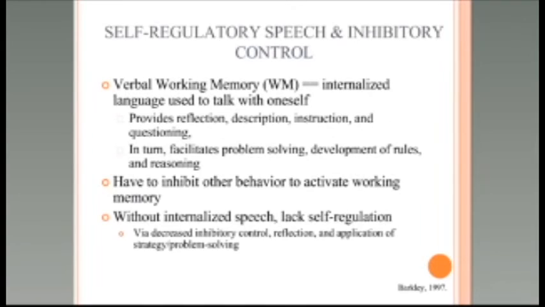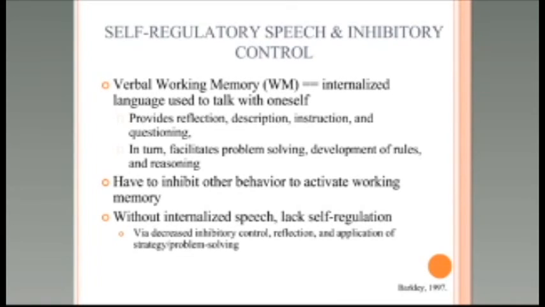Barkley suggests that these skills are not developing in the same way in children with ADHD, so that verbal working memory can be thought of as an internalized language used to talk with yourself to provide reflection, description, instruction, and questioning, which in turn facilitate problem solving, development and understanding of rules, and complex reasoning. ADHD disrupts the development of internalization of speech because it disrupts the inhibition that's needed to support this internalized speech. Without it, the individual fails to develop an appreciation for rule-governed behavior, and without this, lacks self-regulation.